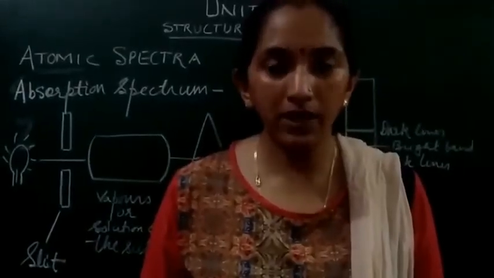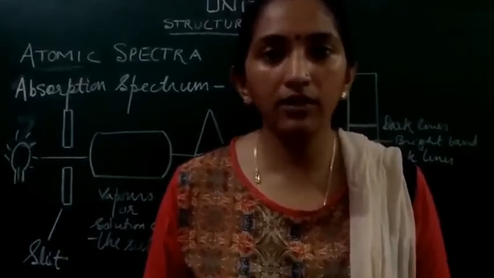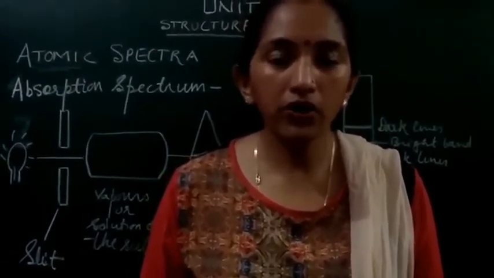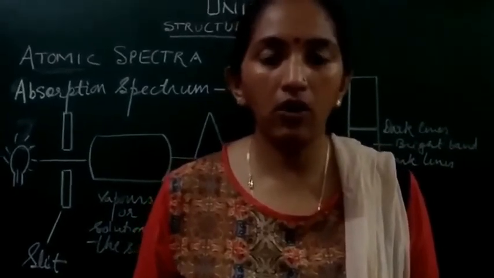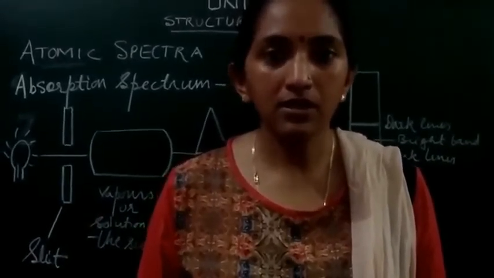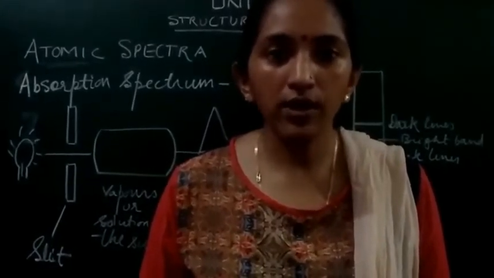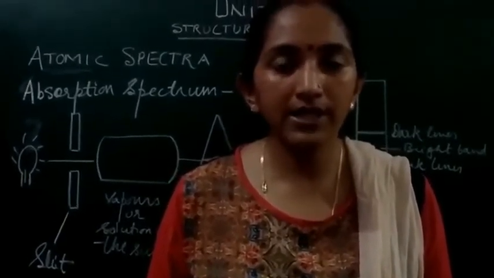We discussed the emission spectra. Now we will just move ahead. We will discuss the absorption spectra now. When a continuous light is made to fall on the substance in its vapor state or in solution, it is going to absorb a part of the light.